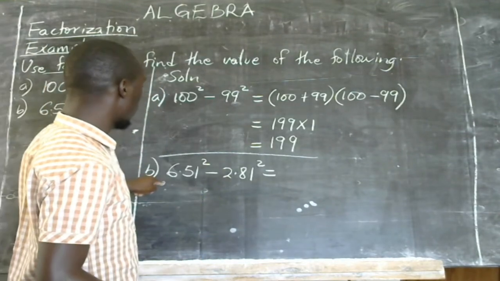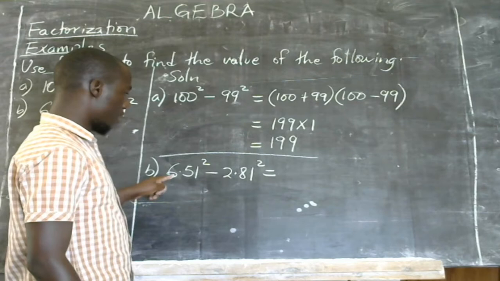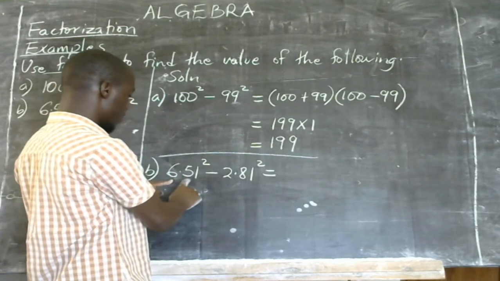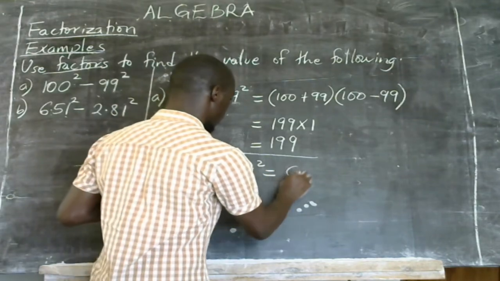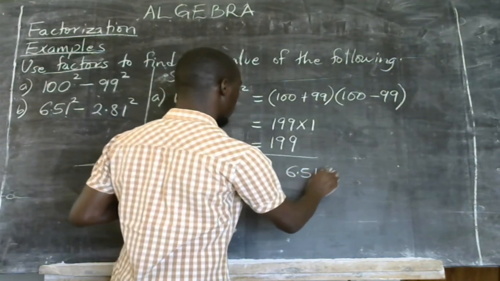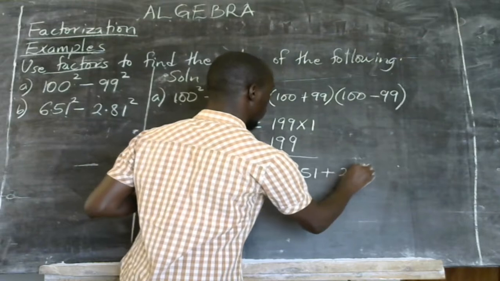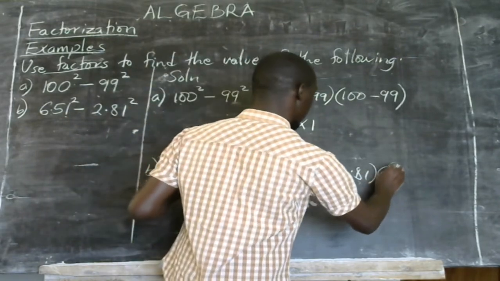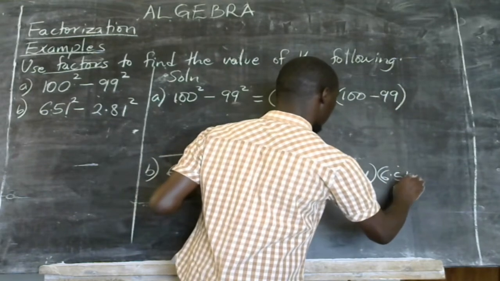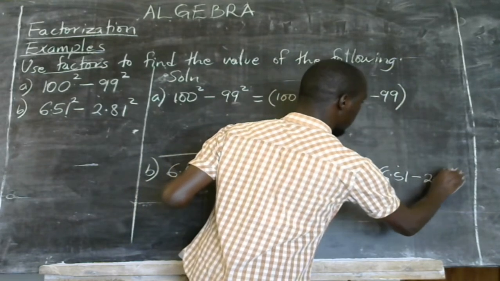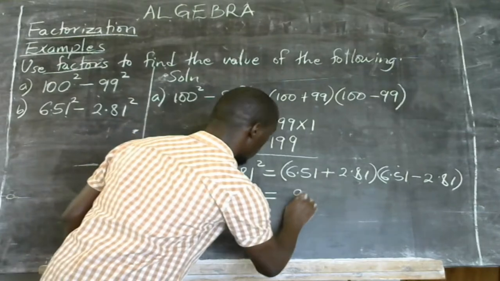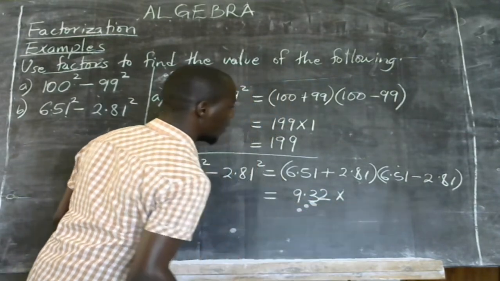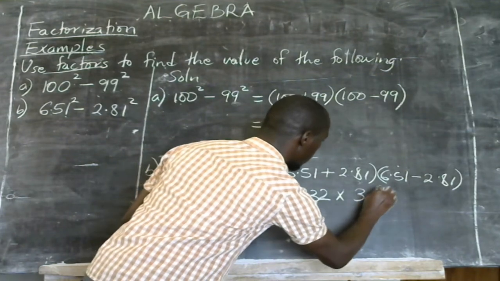199. Part B, I use the same concept. My a is the whole of this, that is 6.51, then plus 2.81, the first bracket, then the second bracket, 6.51 minus 2.81. I have 9.32, then times, when I subtract there, I have 3.7.